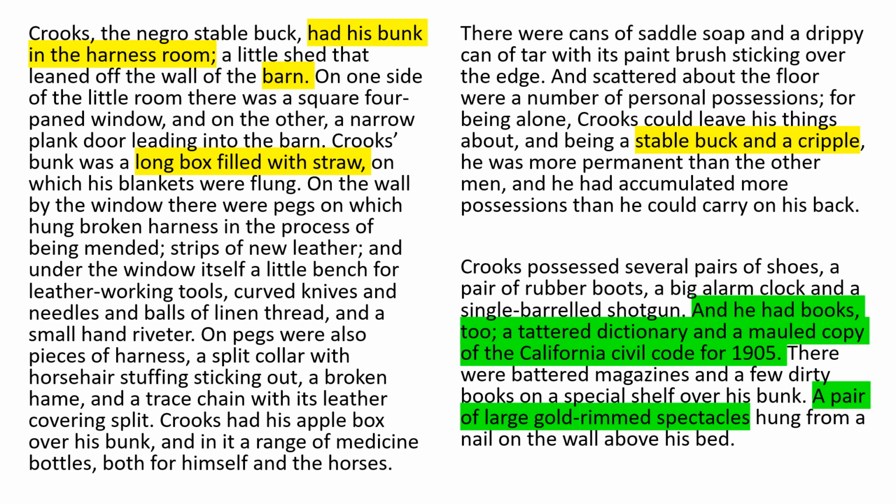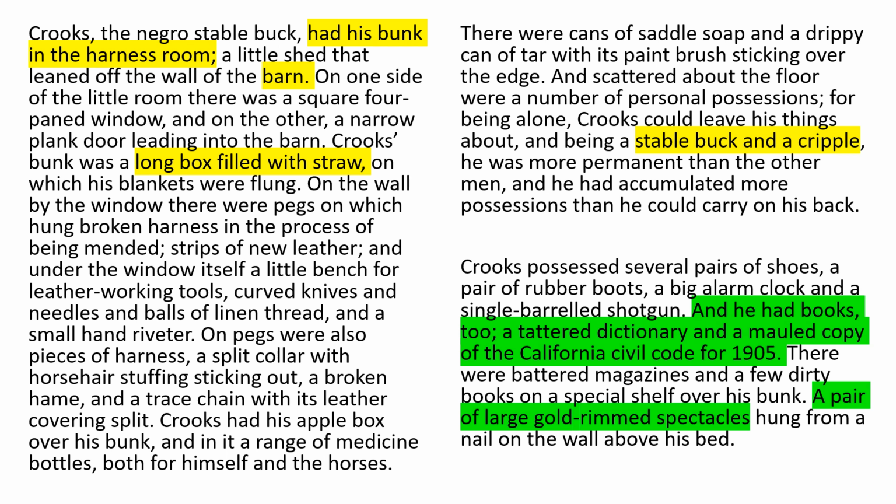So the first thing I want to draw your attention to is this, that Crooks had his bunk in the harness room. And that really goes back to this idea of the Jim Crow laws, separate but equal. Crooks has been provided with a bunk, same as the other men, the white workers on the ranch, but he's segregated, so he's in the harness room, and his bunk is therefore in a very temporary room. It's not in a purpose-built bunk room. He's had to fit in around the working ranch.